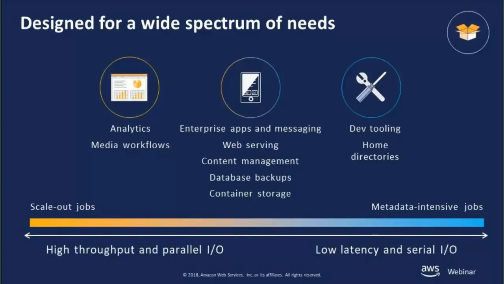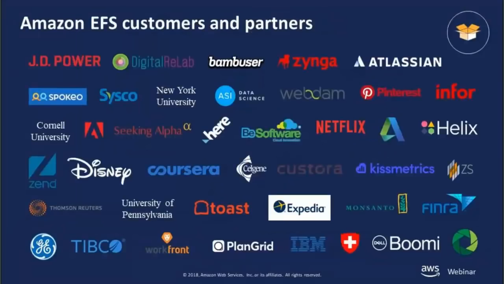So EFS is designed to serve the vast majority of file-based workloads. And it really covers a wide spectrum of performance needs. The spectrum runs from highly parallelized scale-out jobs, those that require some of the highest possible throughput, things like big data applications or media workflows, all the way to single-threaded, latency-sensitive workloads, and really everything in between. So it is designed for a wide spectrum of needs.